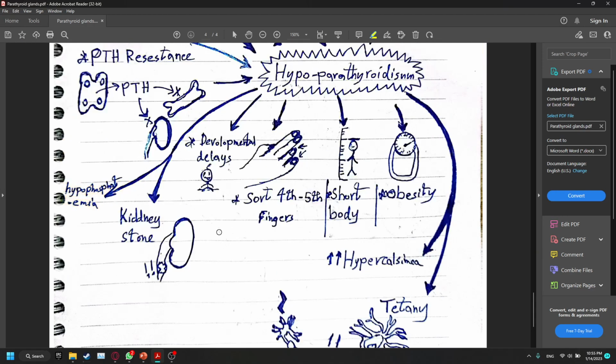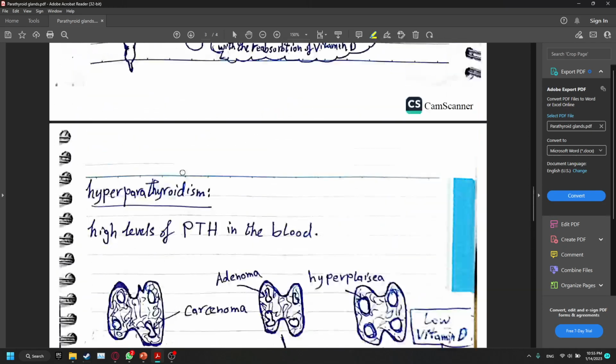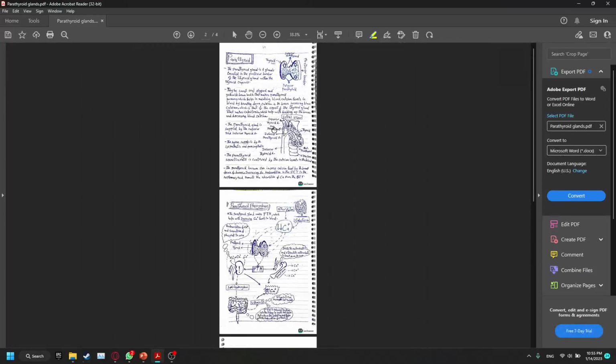But yeah, that's pretty much it. That's pretty much the whole thing about hyper and hypo, and the physiology, pathology, medicine, and everything here.